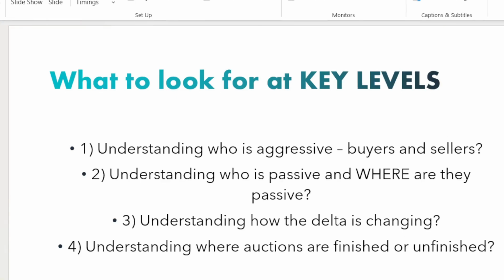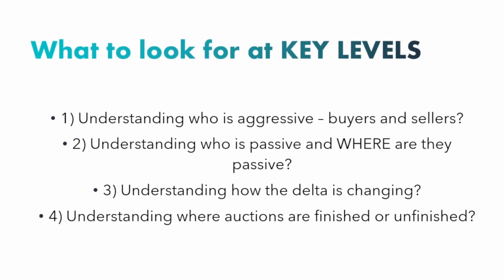Again, everything comes back to key levels. What does the key level represent? Who is aggressive? And more importantly, once you have who is aggressive and who is passive, you then want to understand who is in control. That can be found out through things like delta, through volume, and through finished versus unfinished auctions. So this is a quick overview as to how you can combine ICT concepts with order flow and supply and demand.